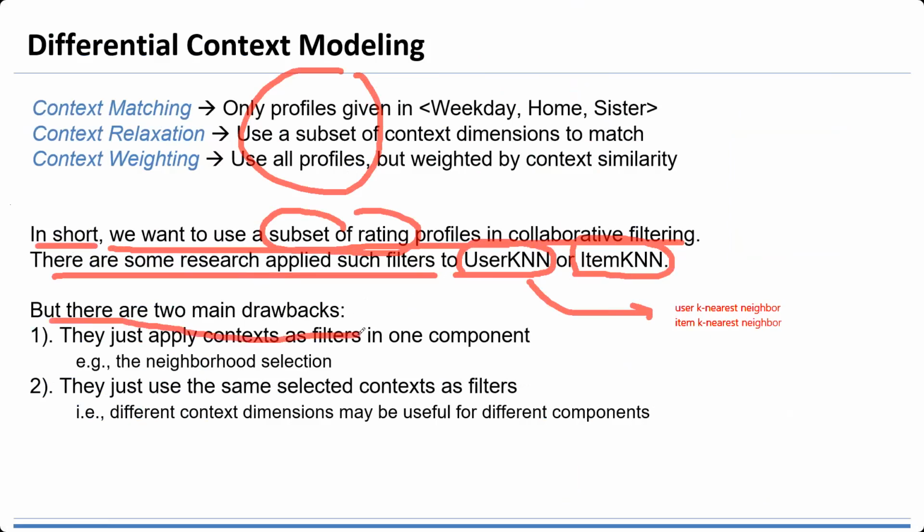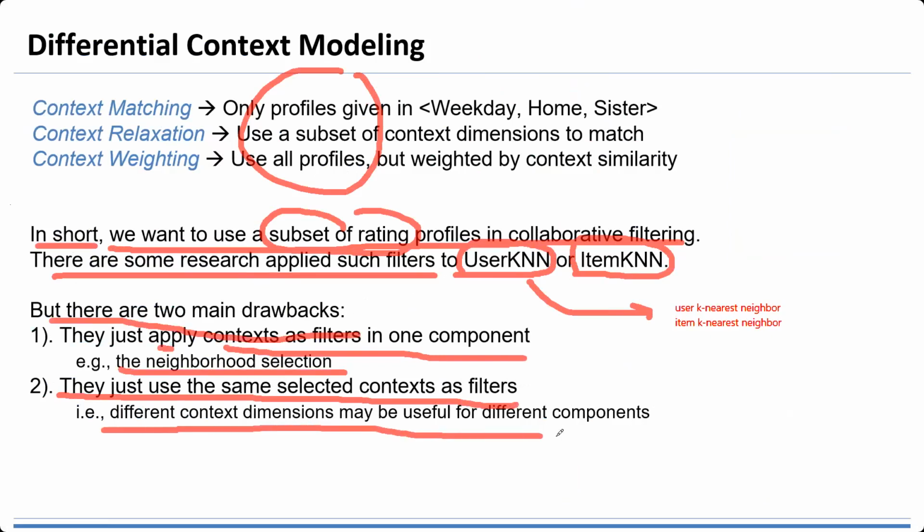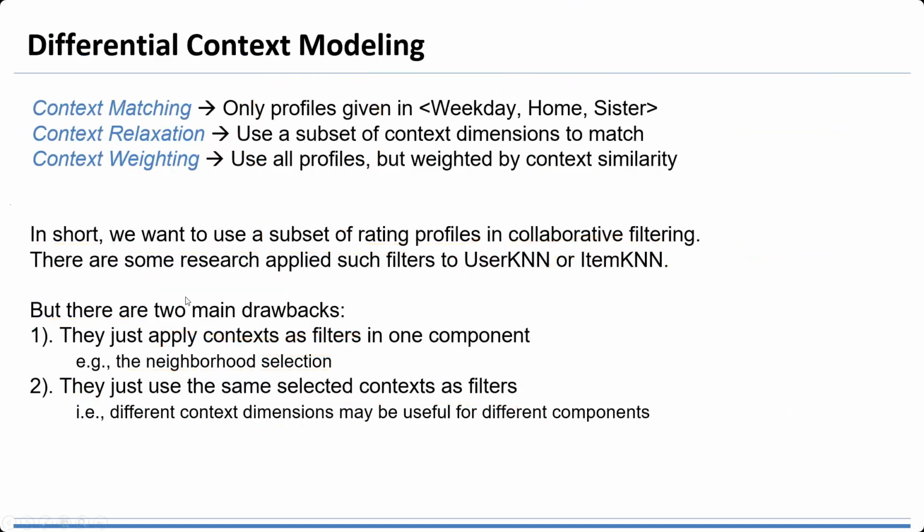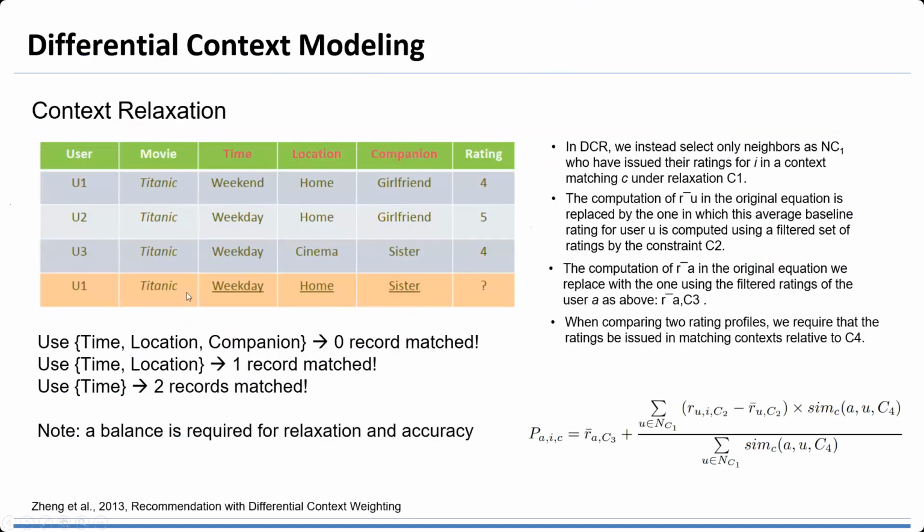But there are two main drawbacks. If we just use the user or item KNN, they just apply context as a filter in one component, for example, the neighborhood selection. They just use the same selected context as filters. For example, different context dimensions may be useful for different components.